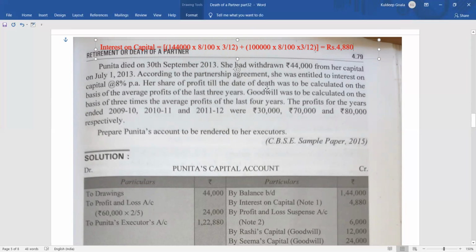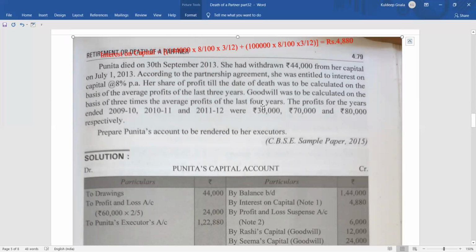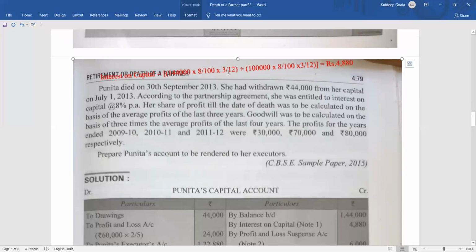Her share of profit till the date of death was to be calculated on the basis of three times the average profit of the last 4 years. Okay. Three times the average profit of the last 4 years means whatever the last 4 years' profit is, we are going to take that into three. The last average profit into three will be the profit. Right. This is for the purpose of goodwill.